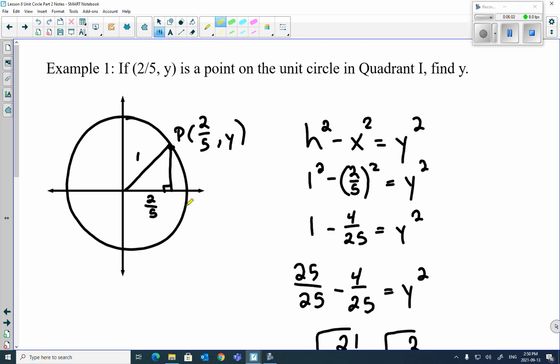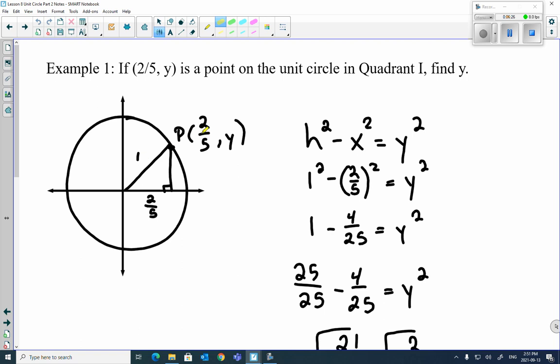Okay, so now what we got is example number 1. It tells us that 2 over 5 is the x, and y is the y point. It's on a unit circle, and it's in quadrant 1. And what we want to know is what the y value is. So the easy way is to draw a picture. So I draw my circle here. I draw my line somewhere in quadrant 1. My x value is 2 over 5, and my y value, I don't have a clue. But if you look, why did I put a 1 here? Well, because it's a unit circle, so the radius has to be 1.